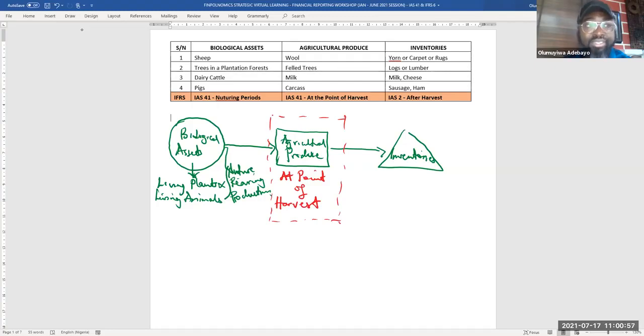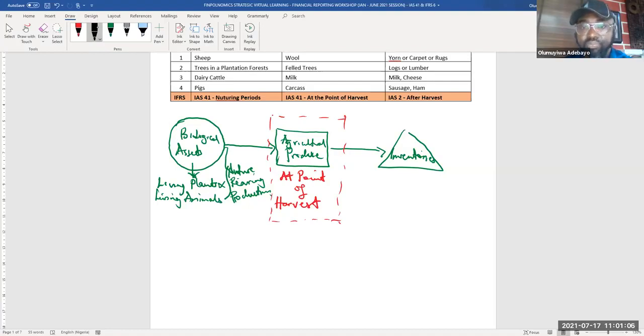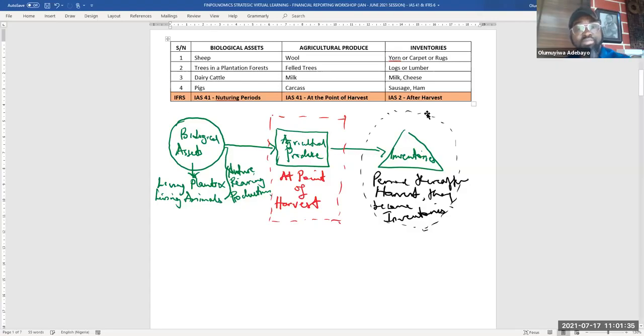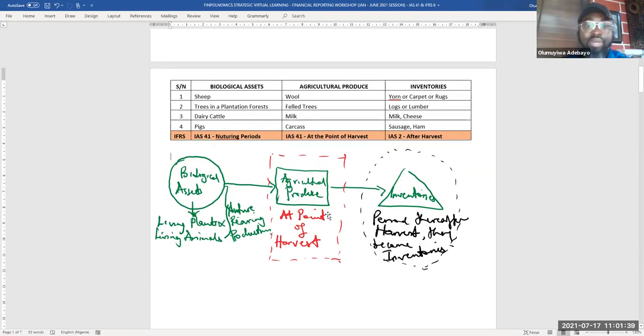And immediately after harvest, period thereafter, they metamorphose and become inventories. Now, let me give you a practical example. That's why I put this up. When you have a farmland, your sheep, as the case may be, they are biological assets because you are nurturing them, you are rearing them to produce other sheep.